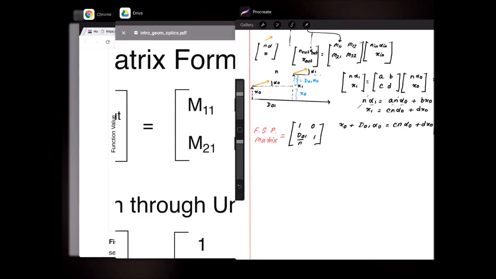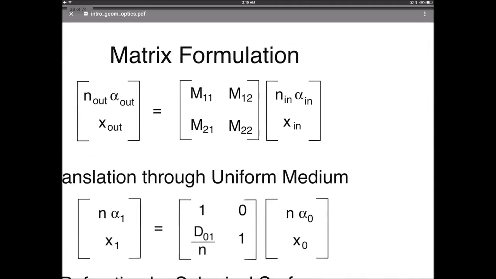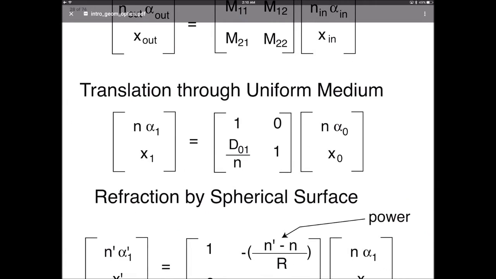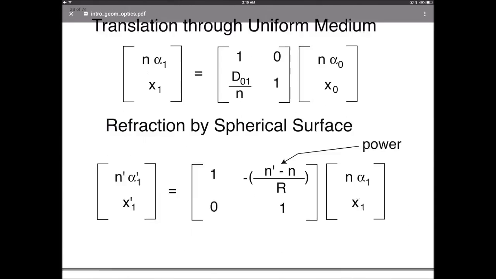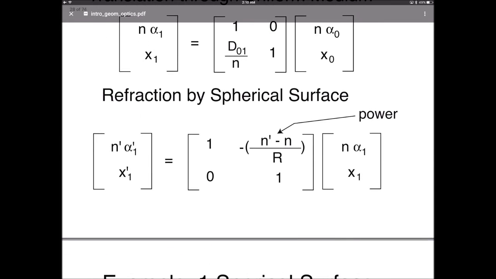Translation through uniform medium. That's that. You have your input conditions, you have your output conditions, and that's the matrix. Why is this important? We'll see in just a while. Let's just first look at refraction by the spherical surface condition.